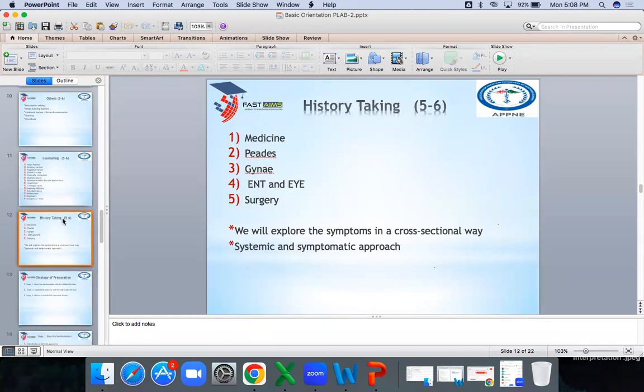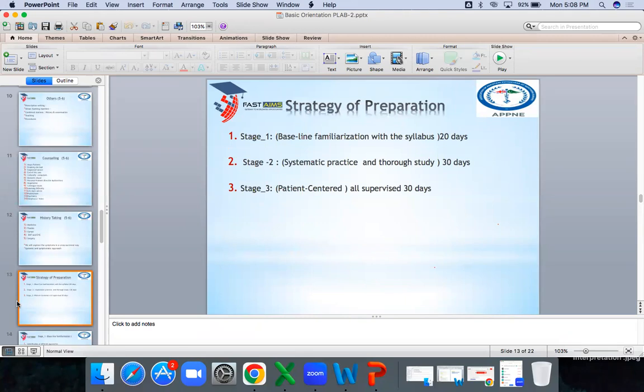And this is the history taking section: medicine, peds, ENT, surgery, and medicine. We have the sections and we will be covering all of them, counseling and history taking, by and by. I will be covering most of the medicine and the psychiatry station, and along with that, Dr. Shiraz and Dr. Hira will be covering the remaining sections. So this is the orientation I am giving you. This will be our strategy.